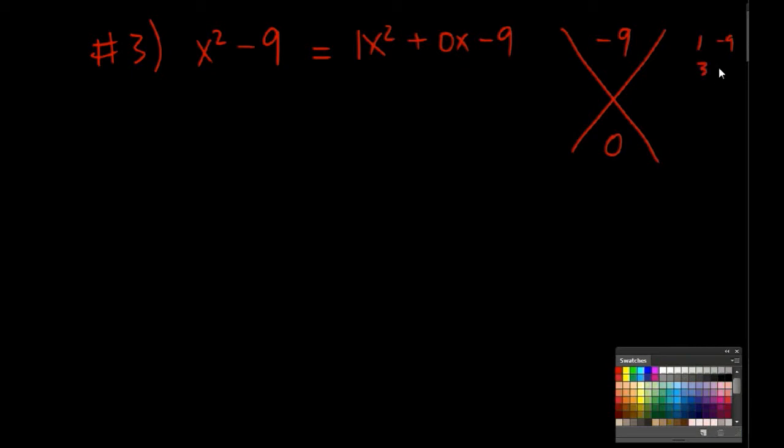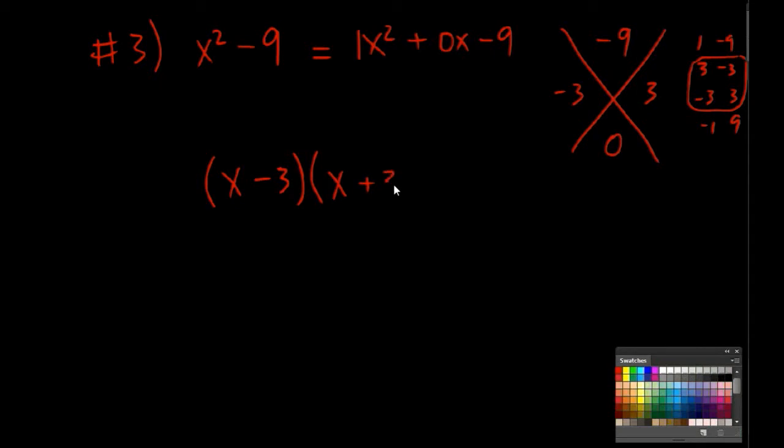So 1 and negative 9, 3 and negative 3, negative 3 and 3, and negative 1 and 9. And if we can see, those middle ones will both add to 0 and multiply to give me negative 9. It doesn't matter which way I put them. They're both the same thing. It's just the order, and that doesn't really matter. So my factors are x minus 3 times x plus 3.